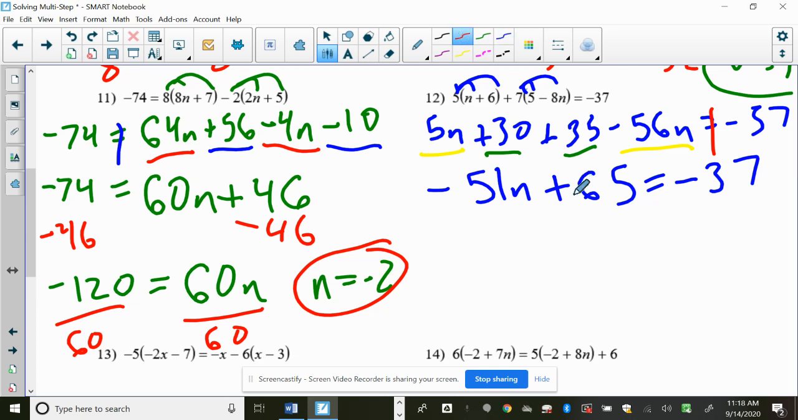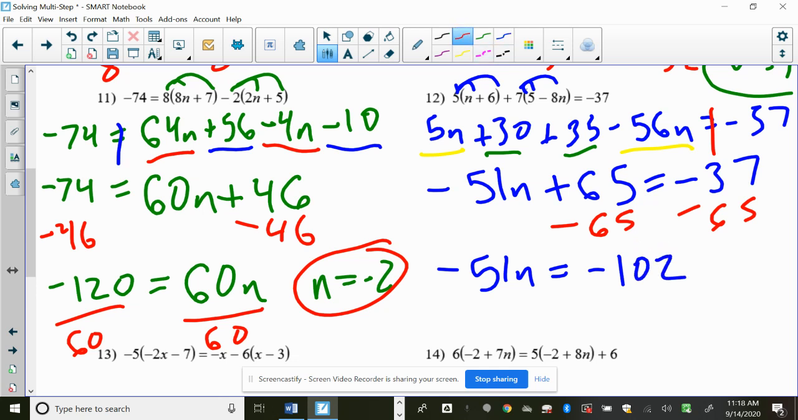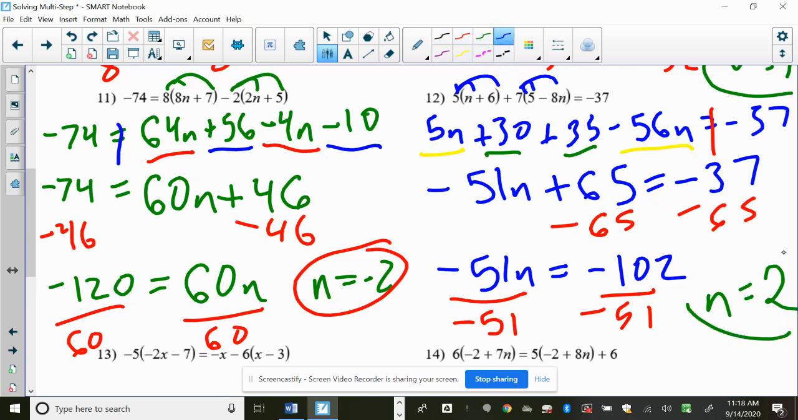Keep going. So plus 65 is right here, so we want to get rid of that. So we subtract 65 on both sides. So we have negative 51n equals negative 37 minus 65, so that would be negative 102. Now we get rid of the negative 51 by dividing by negative 51. So we get n equals negative 102 divided by negative 51, positive 2. That'd be our answer. N equals 2.